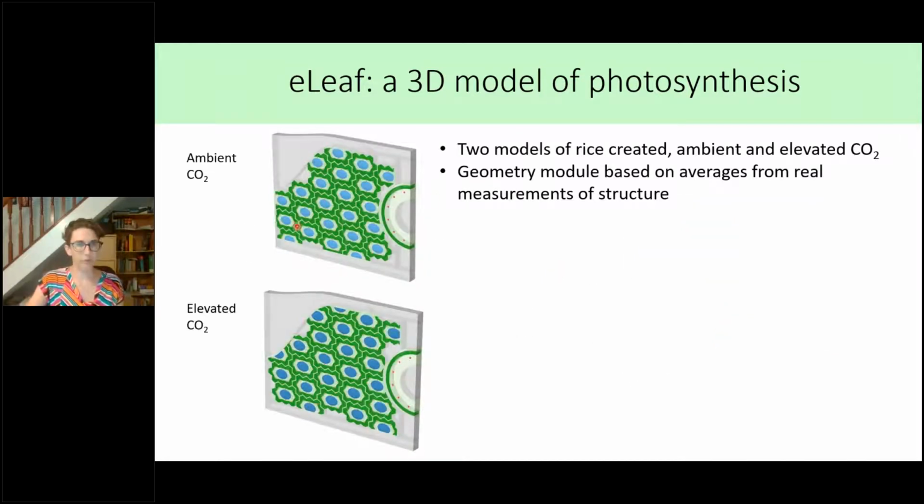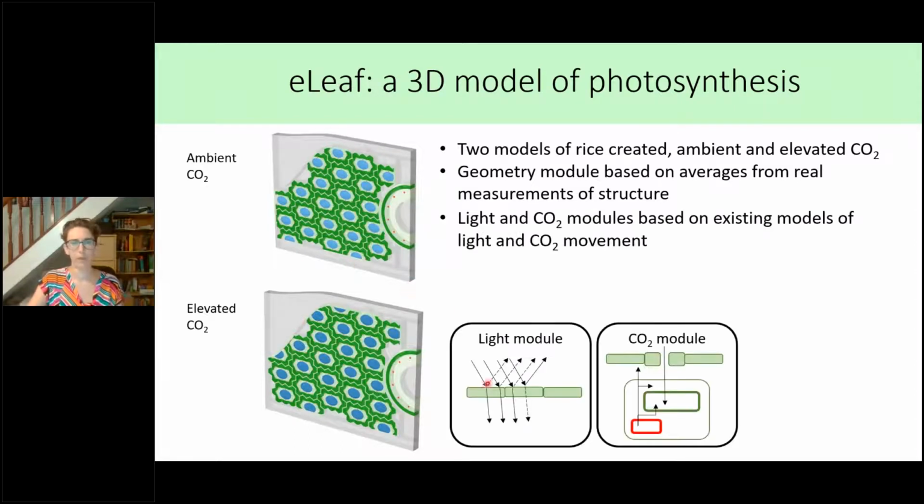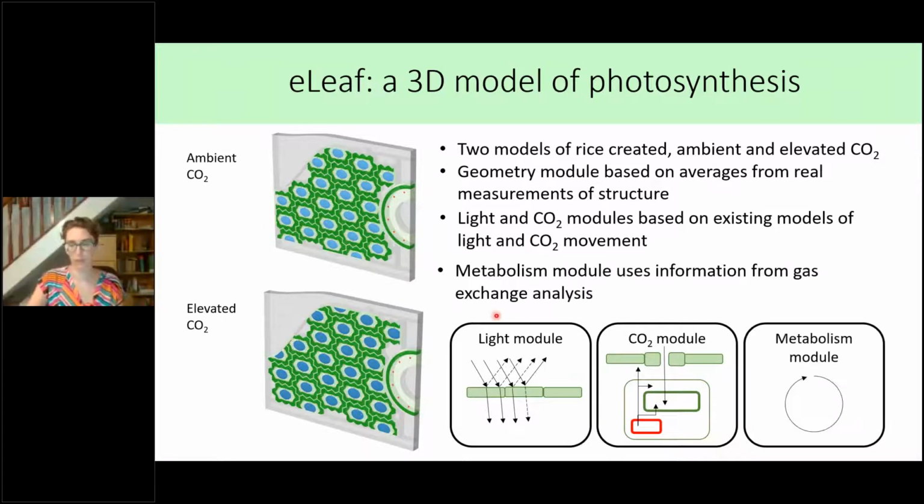So where have we got to? We've got two different structural models of what the leaf looks like, the geometry of the leaf. And then based on previously published models of light movement through the leaf and CO2 movement through the leaf, these are then inputted into these structures or work within these structures. And then we've got a third chunk of the model, which is a metabolism, which again works alongside these two parts and within the structure that we've measured.